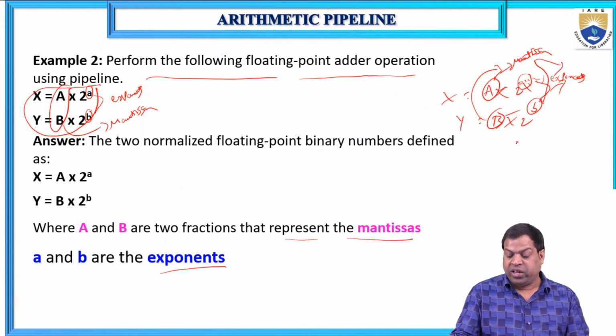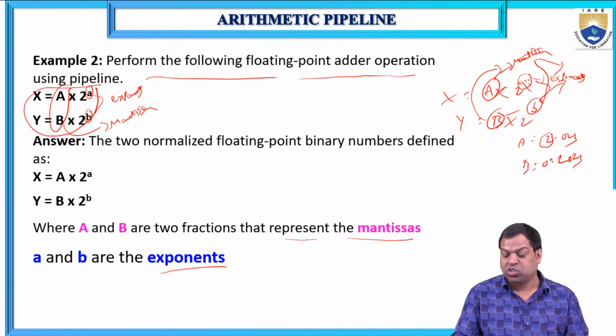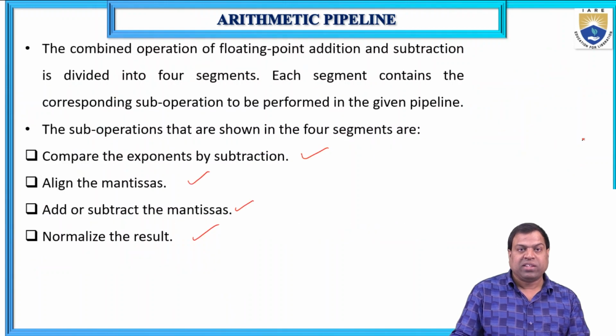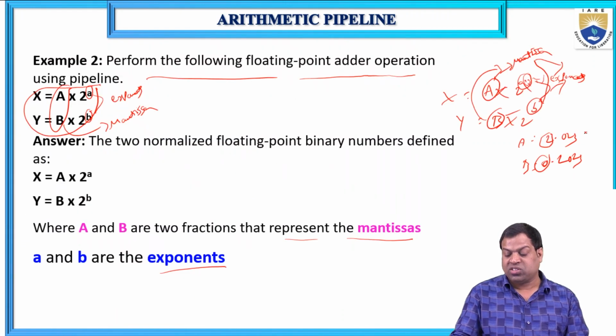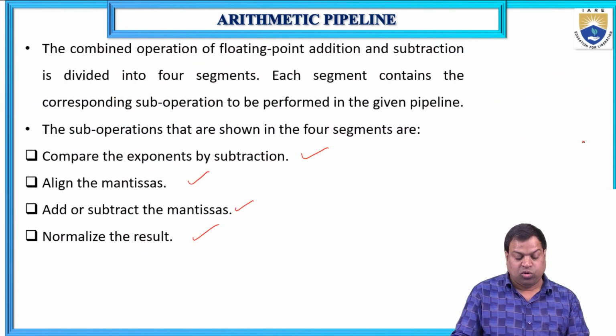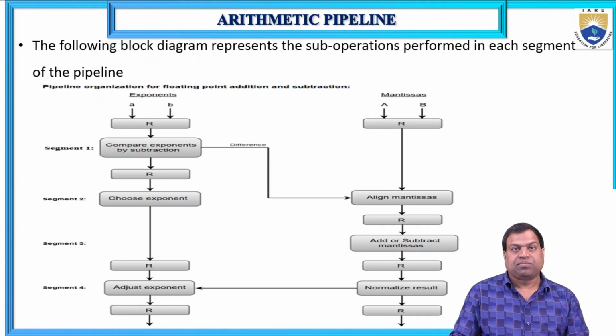Suppose, for example, A equal to 2.023 and B equal to 0.2023. Is it the same? No. Here there is one integer value, 2.0, but there is no integer, just 0, in the other. So we have to balance. Exponent balancing is completed. Next we'll go for the mantissa balancing, and then add or subtract the mantissa. After balancing the exponents and mantissa, we go for addition and subtraction and normalize the result.